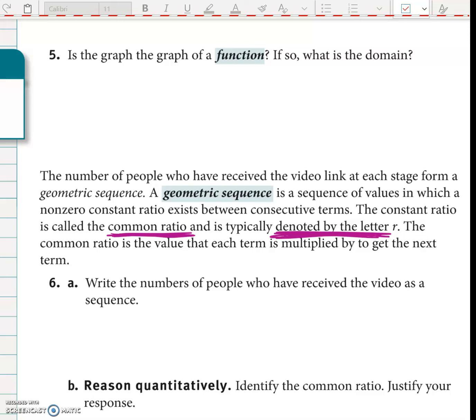So number 6 says, write the number of people who have received the video as a sequence. So we started with Keisha. She sent it to 3 more. Then 9 people saw it, and then they sent it off to 3 of their friends, which means we had 27. So looking at that, we know we are multiplying by 3 each time. So to identify our common ratio, we can say that R equals 3.